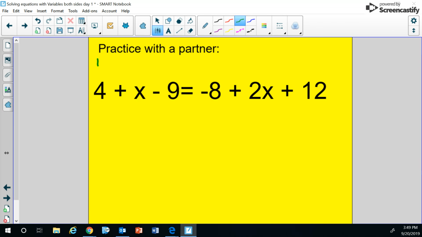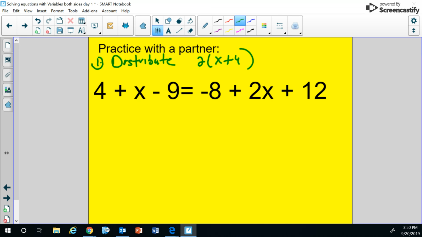The first thing you want to look at is, number one, do I need to distribute? Remember, distribute is when you have parentheses. For example, when you have 2 times x plus, say, 4. In this case, I don't have any parentheses, so there's no need to distribute.